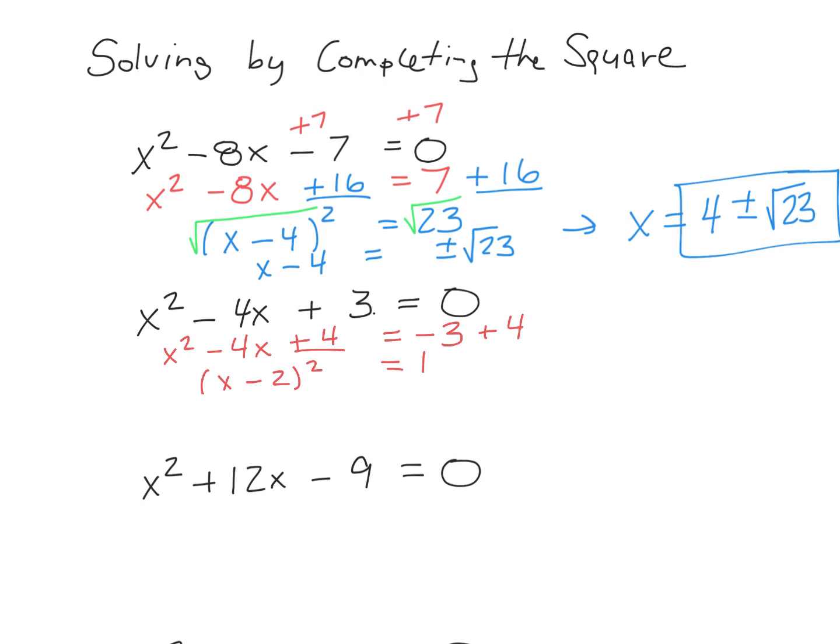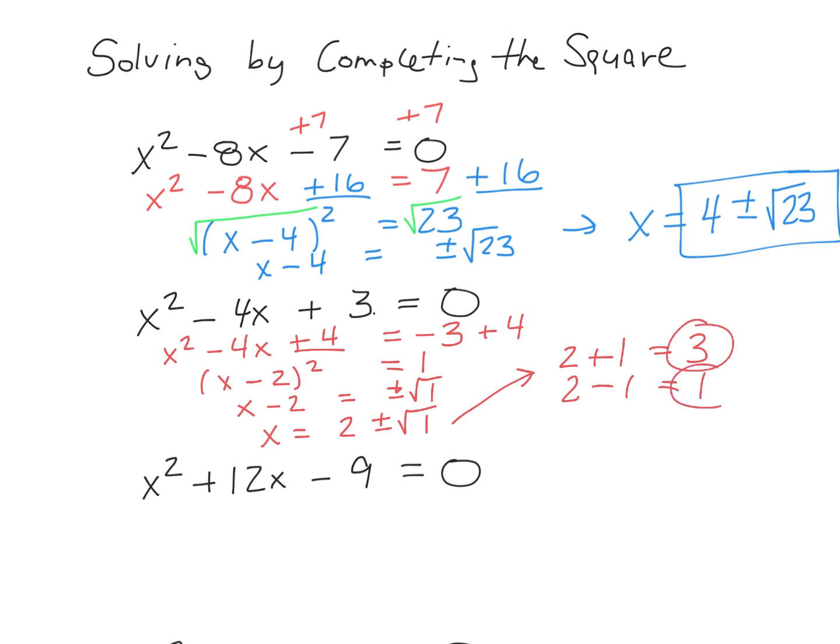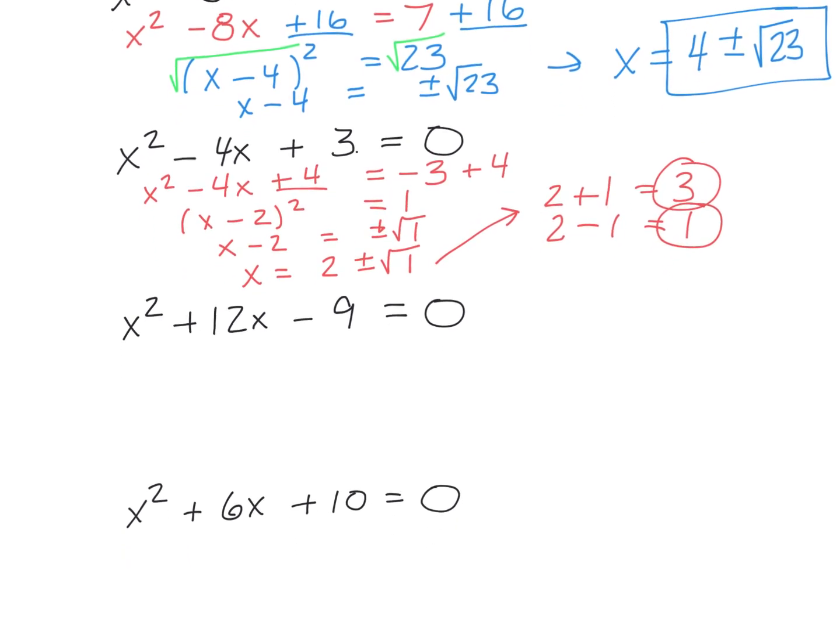Now if I take the square root of both sides, I'd have just x minus 2 equals the positive and negative square root of 1. I could then add 2, and I'd have 2 plus or minus the square root of 1. Now in this case, I know what the square root of 1 is. So this is 2 plus 1, which is 3, and 2 minus 1, which is 1. And those would be my two solutions. You could factor this one, and you would get those same solutions there.